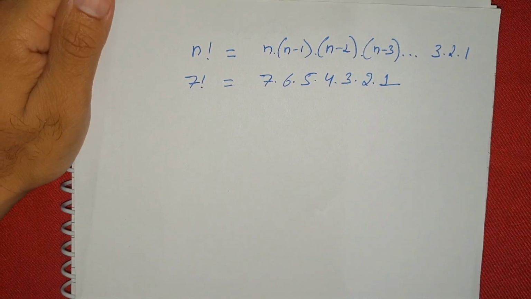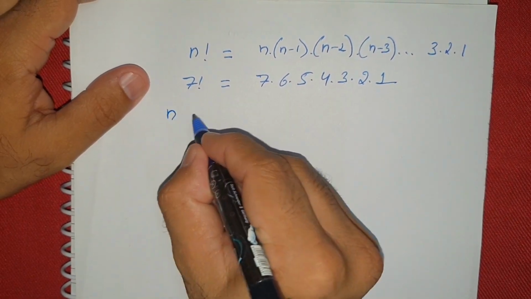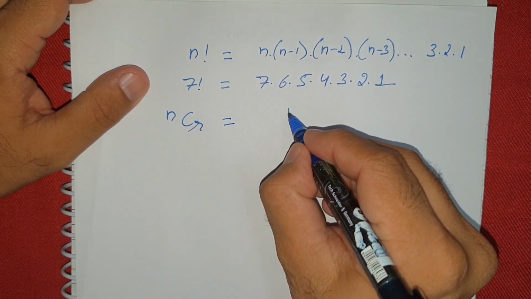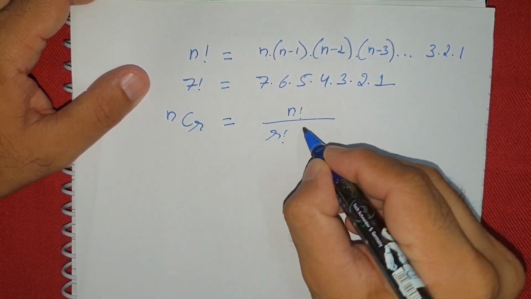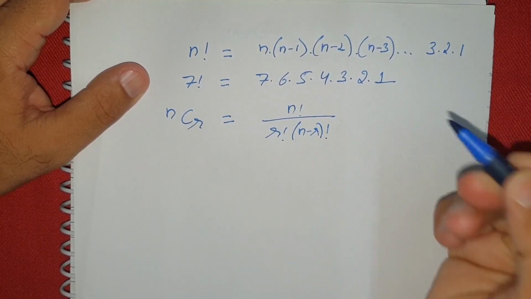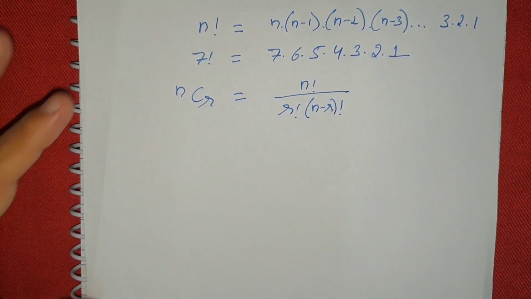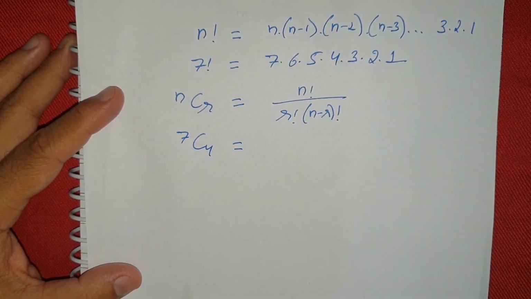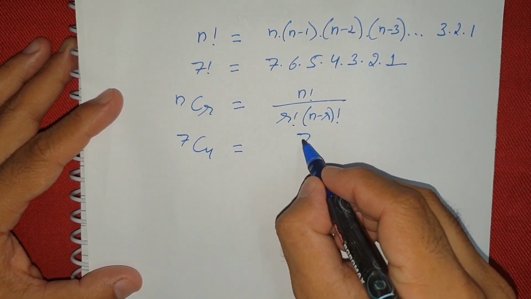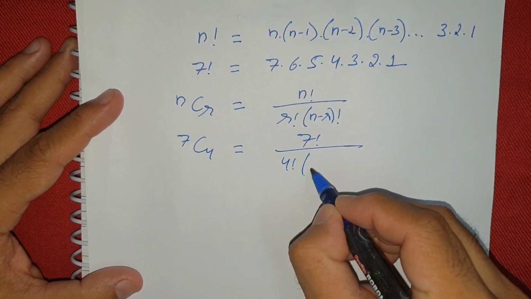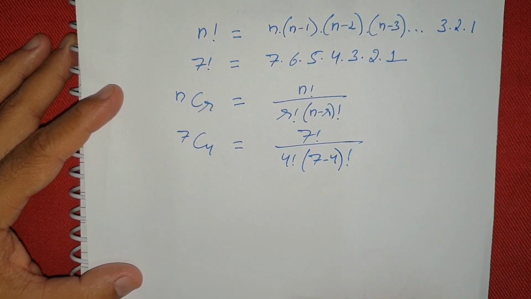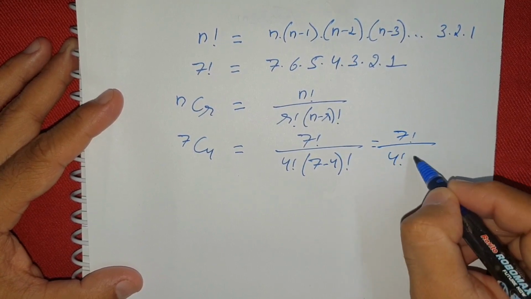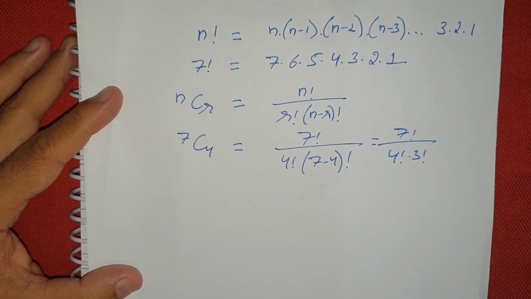And in the combination, like we have learned nCr, C stands for combination. So this is actually n factorial upon r factorial into n minus r factorial. For example, we take 7C4. So this can be written as 7 factorial by 4 factorial times 7 minus 4 factorial. So this is 7 factorial by 4 factorial into 3 factorial.